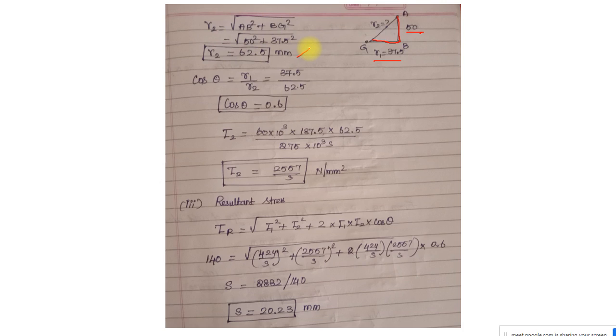So இப்போ R2 கண்டுபிடிச்சாச்சு அப்படின்னா I can find out directly the shear stress 2 in terms of S. Okay, so resultant stress க்கு formula என்னன்னா sigma 1 square plus sigma 2 square plus 2 times of the sigma 1 into sigma 2 into cos theta. So cos theta is nothing but R1 by R2. Cos theta ஓட வேல்யூ கண்டுபிடிச்சு சப்ஸ்டிட்யூட் பண்றோம்.